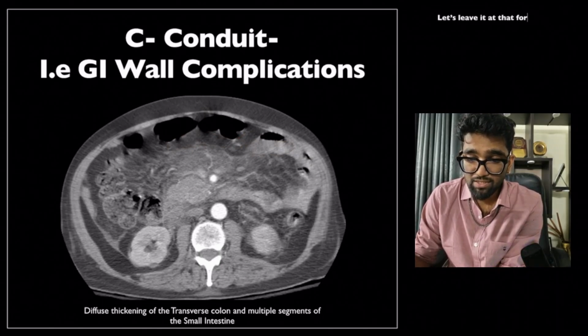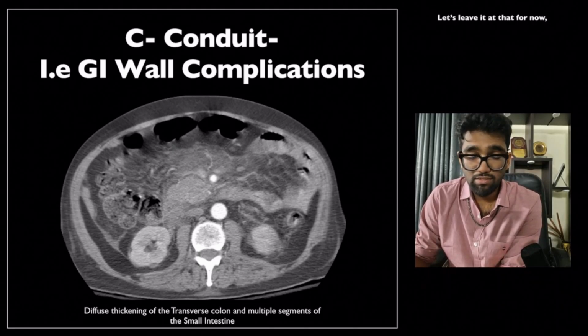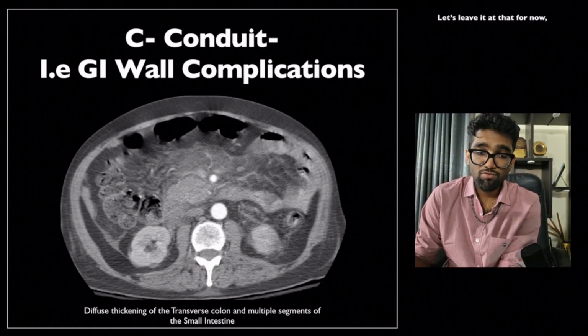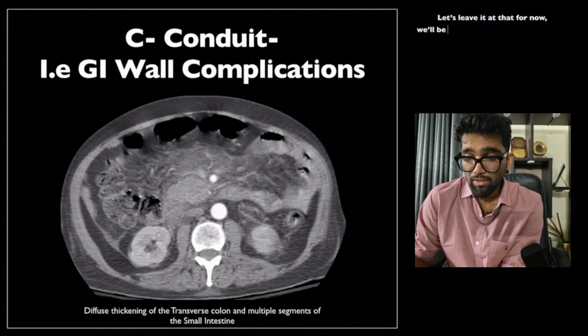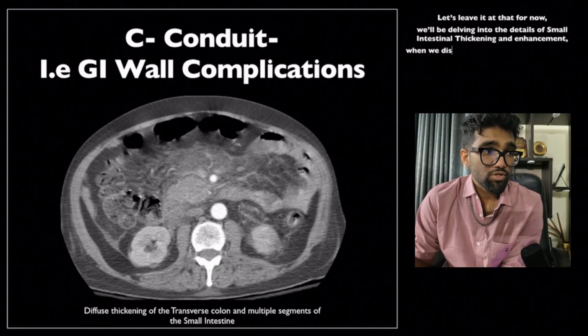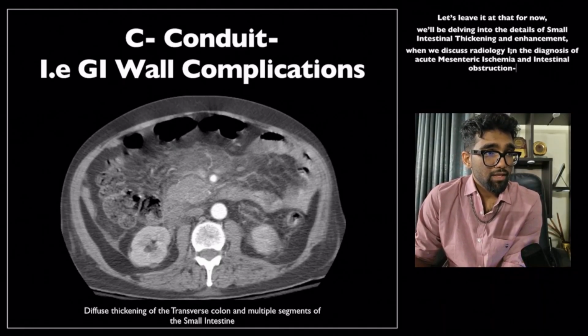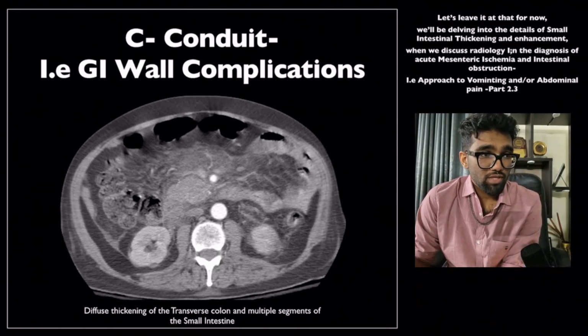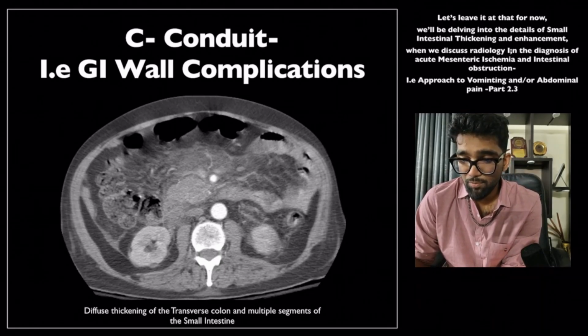Now we'll be discussing GI wall thickening and what that implies in the next video, after our discussion on acute mesenteric ischemia and evaluation of causes of bowel obstruction. At that point we'll be deriving it in detail. So I'm going to leave it at that for now. That will be the next discussion, approach to vomiting and abdominal pain, part 2.3.